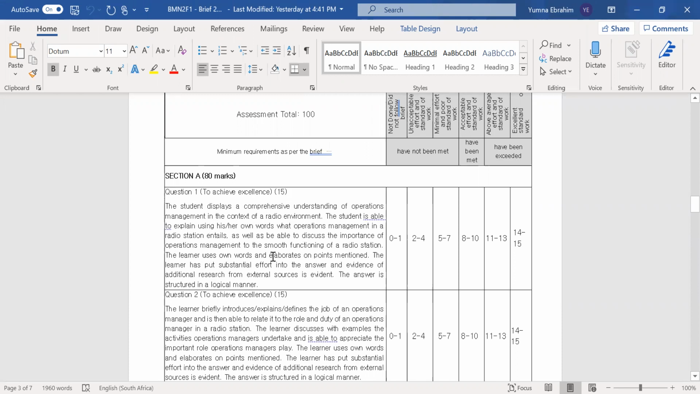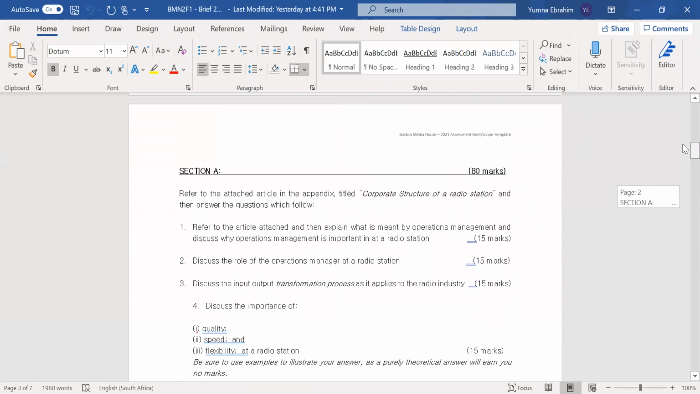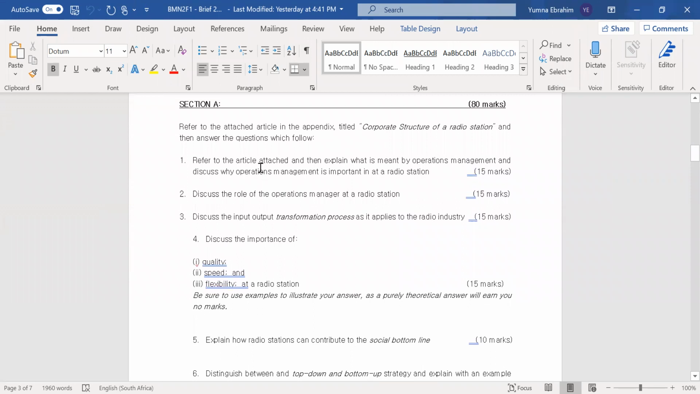Okay, so I like to advise students to use the rubric as a checklist. So you've put your answer together, go back and see if you have met the requirements as per the rubric. Okay, purely theoretical answers will get you in the range of 0 to 5 marks, which is not a pass. So you have to show application to the radio station context. All right, so refer to the article and explain what is meant by operations management and discuss why operations management is important at a radio station.